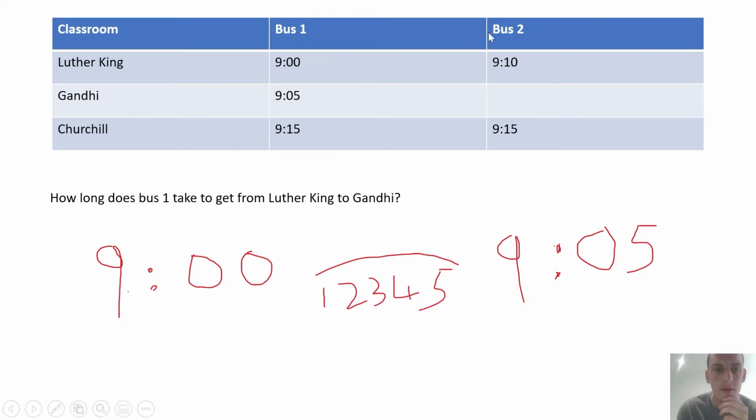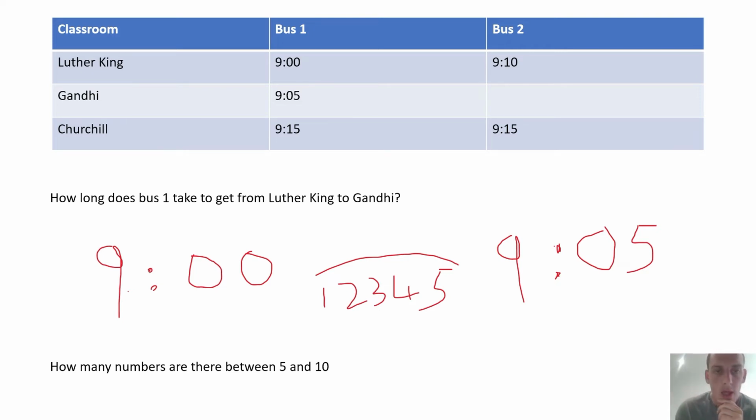So here we have 9 o'clock and we have 9:05, and we're trying to work out the difference between the two. Once we've worked out the difference, we would know how long it took to get from Luther King to Gandhi. When we're saying what's the difference between these two numbers, essentially what we're saying is how many numbers are there between this number and this number. Once we've worked out the difference between the two, then you can work it out.